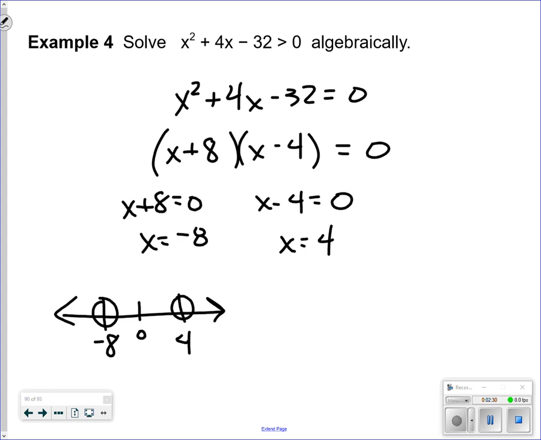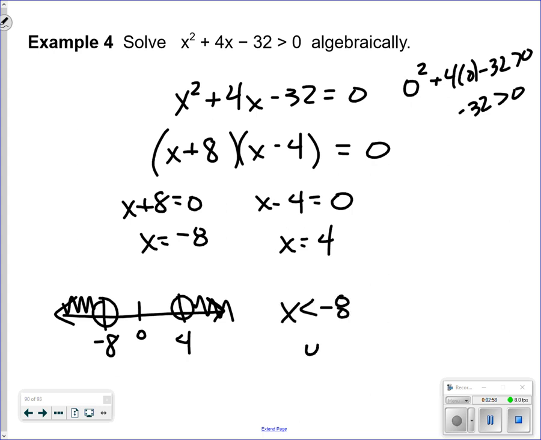If I put 0 back into the original question, yes or no, does it actually work? And it's a no, right? Negative 32 is not bigger than 0. So if it's not shaded in between, it is shaded on the outside. And so my last step then is to actually write that as an inequality. x is less than negative 8, or x is greater than 4.